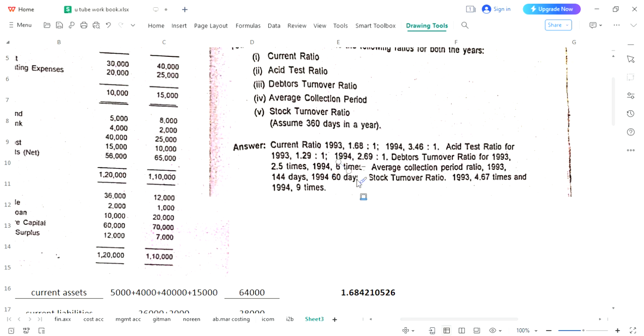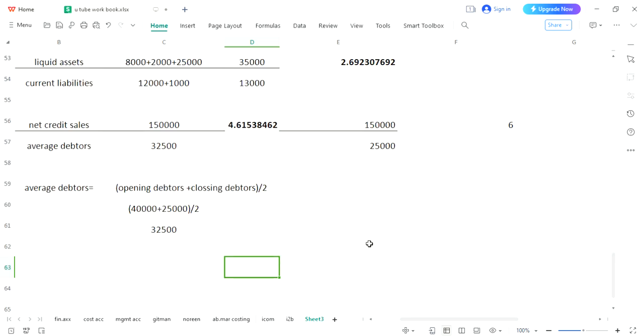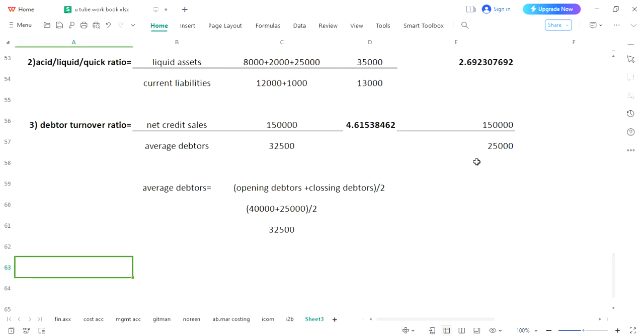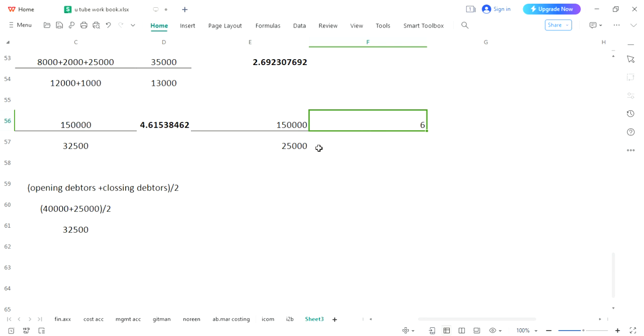Though a little bit of time is being taken, it's very important. I need to cut it so that you remember it. So guys, in this way we have understood that the answer is not 6, rather your answer is written over here: debtor turnover ratio, 4.61. We calculated 6, but it's the wrong answer because average debtors has not been taken.